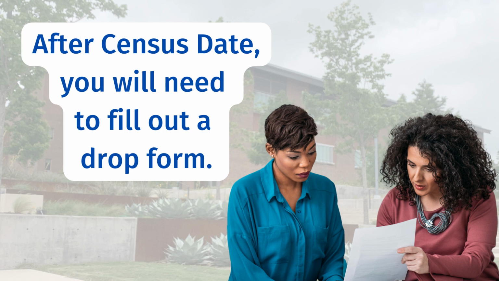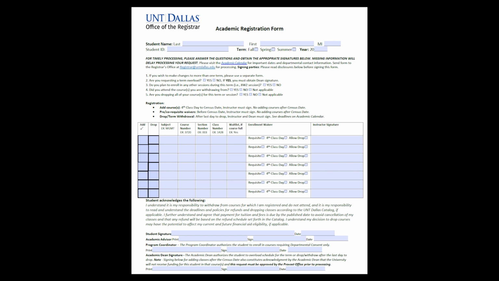After the census date, you will need to fill out a drop form that looks like this. Make sure to include all of the important information, fill out each column, and if you have questions, you can always ask your advisor. Signatures that will be needed are yours, the instructor, and your academic advisor.